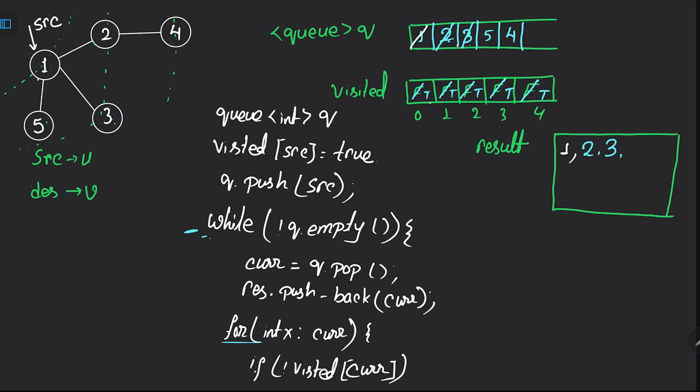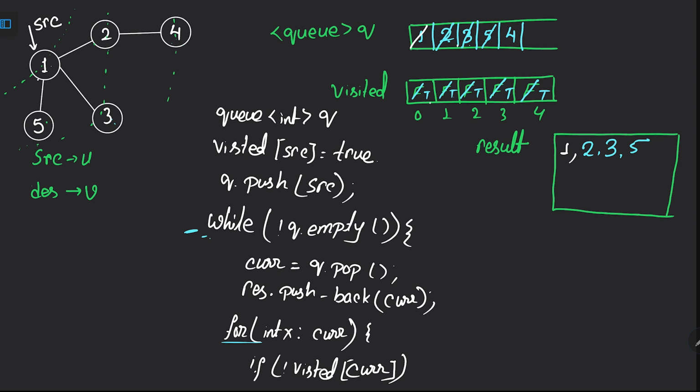No, there is no neighbor of 3, so it will go back to the while. After going back to the while, it will again check if the queue is empty or not. The queue isn't empty, so this will pop out into current. So now it will push back 5, and then it will check if there is any neighbor of 5. No, there is no neighbor, so it will again go to the while and check if the queue is empty or not.